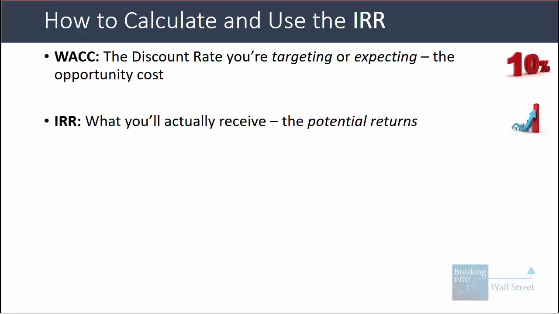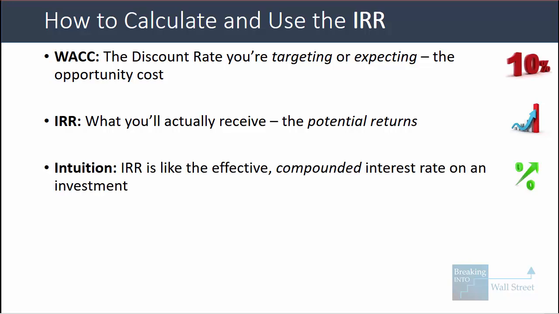The IRR is what you think you'll actually receive, the potential returns. So they're similar rates, but one is expectation, and then one is what is actually going to happen. And so you're measuring the anticipated results against your targeted results. One way to think about the IRR is that it's like the effective compounded interest rate on an investment.